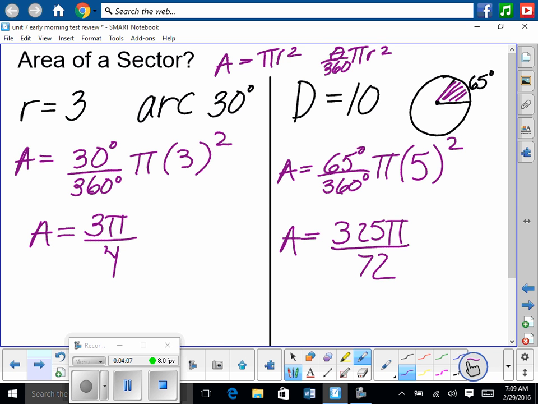Questions on how to find the area of a sector? Okay, not much harder than area of a circle. Pi r squared, yes. Are you going to put these equations up for?